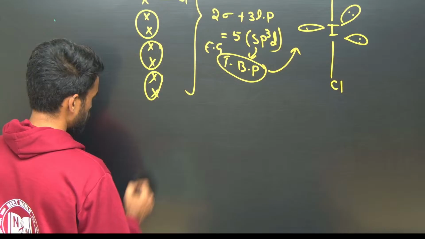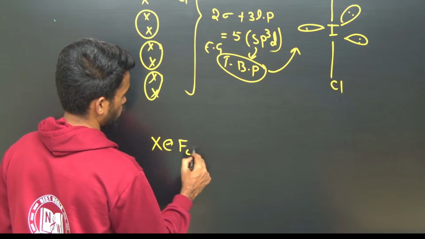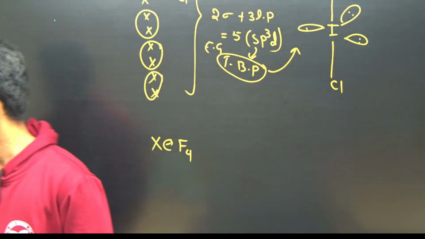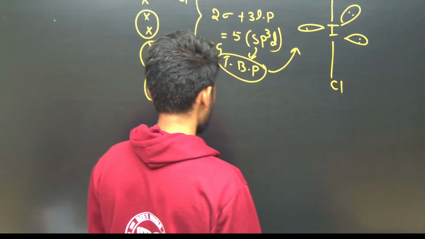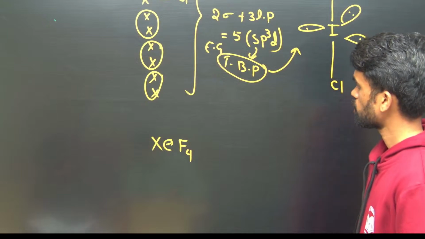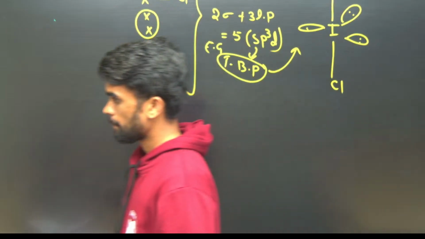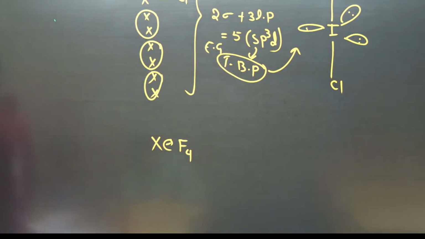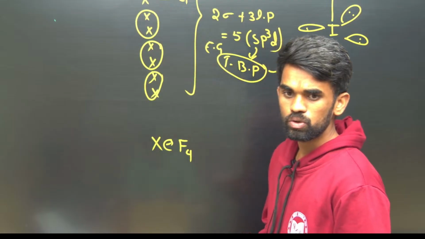Now if I ask you further, for example, I could give you PCl6 minus, but instead we will take some simple one, XeF4. Tell me, this is a simple one I can give you. What is the structure? Four sigma bonds and 2 lone pairs you will get.